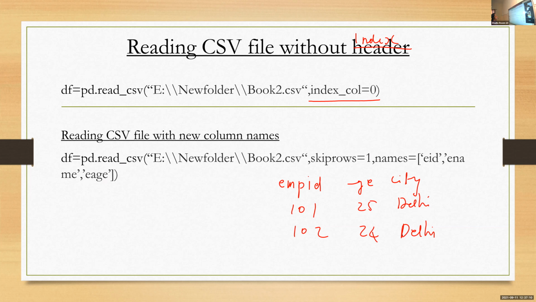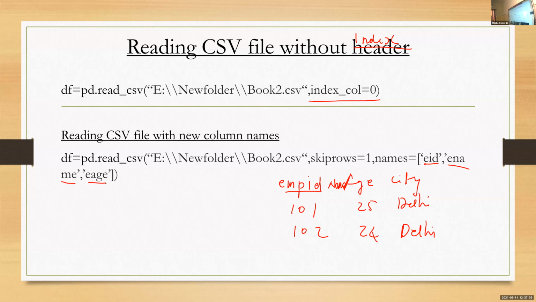The next one is reading a CSV file with new column names. I want to rename EMPID with EID, name with E-name, age with E-age.